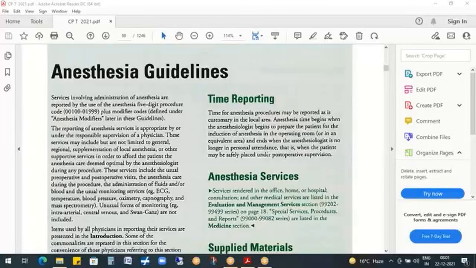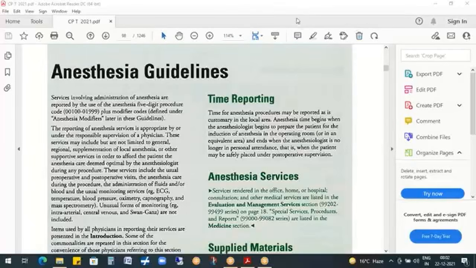Pre-operative visits, operative care, post-operative visits, administration of fluids or blood, monitoring services like ECG, temperature, blood pressure, mass spectrometry. These are all included in anesthesia. Understood, everyone? These services are a part of the anesthesia code. No need to report them separately.